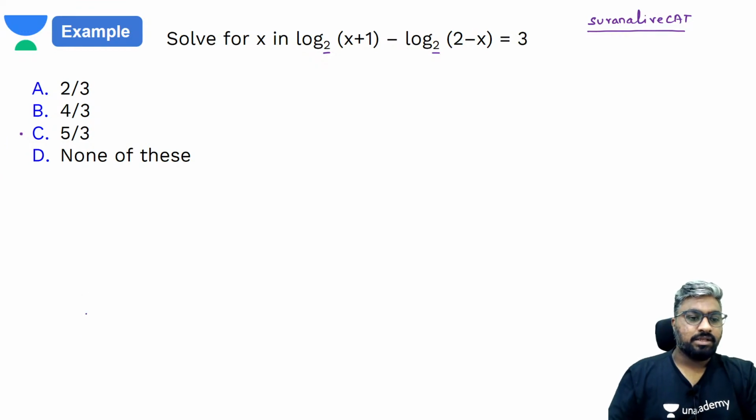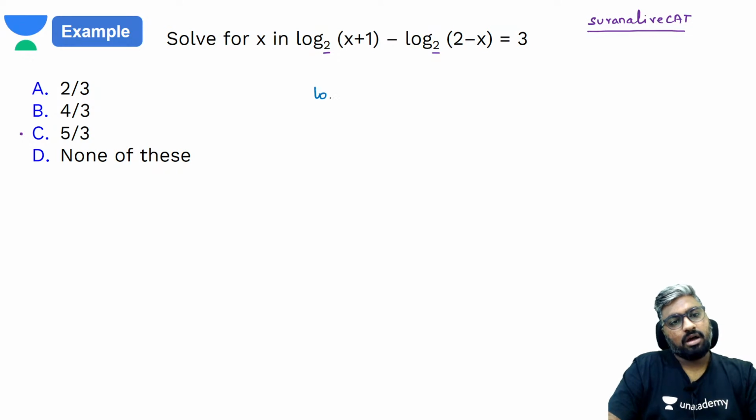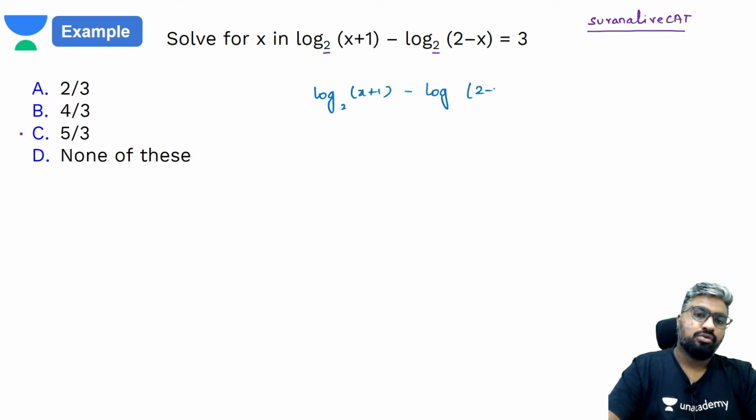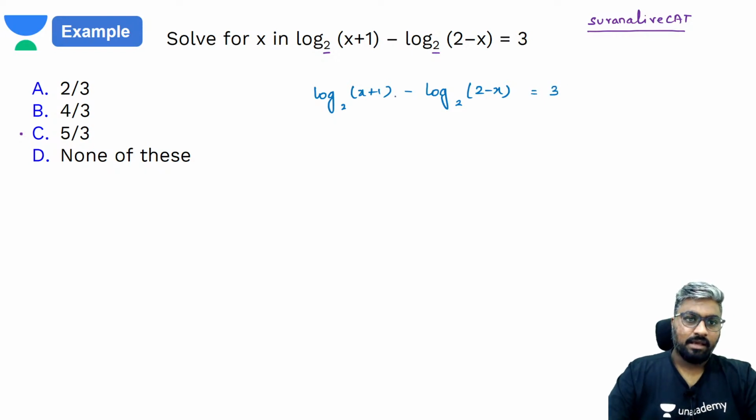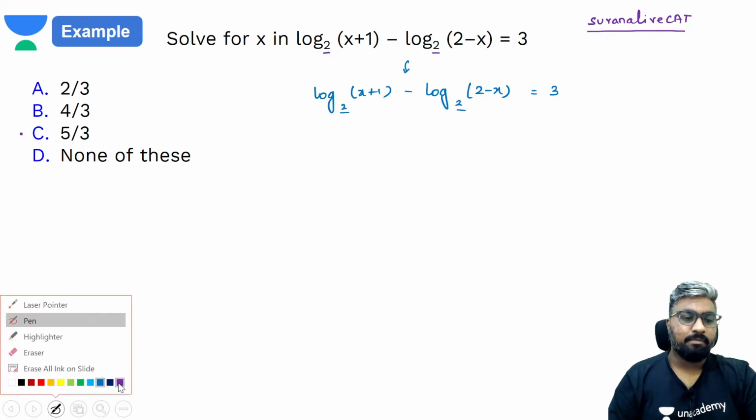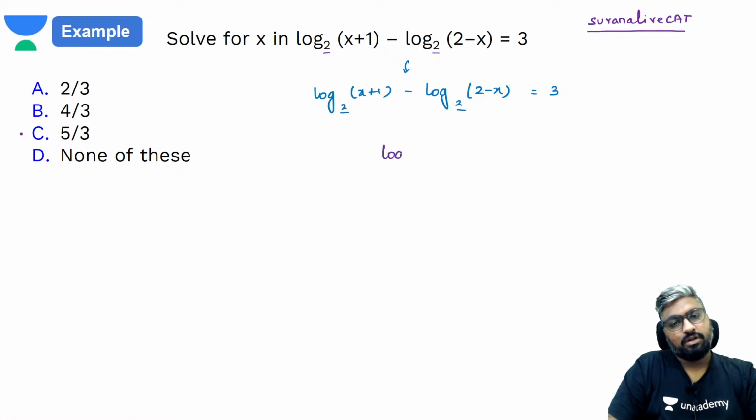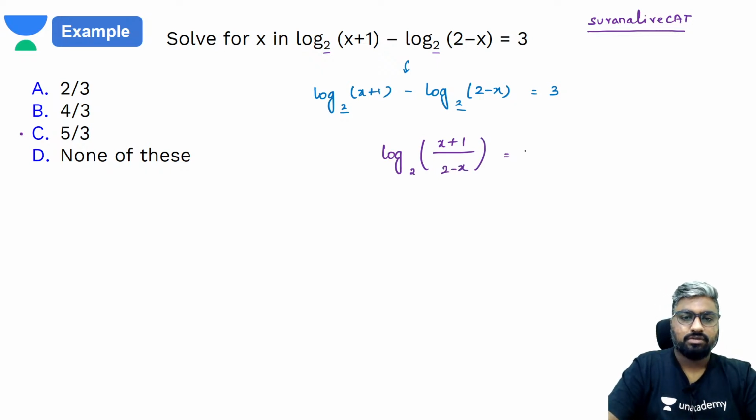Very good. So let's have a look at this question. Solve for x in log x plus 1 to the base 2 minus log 2 minus x to the base 2 is equal to 3. Here on both sides the bases are equal and there is a subtraction sign in between. So what can you do to combine them? It becomes log of (x plus 1) by (2 minus x) to the base 2. This is equal to 3.